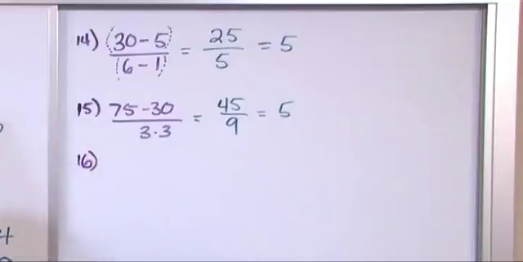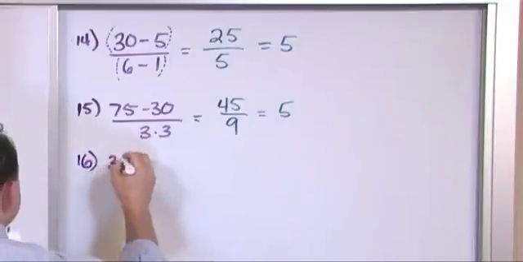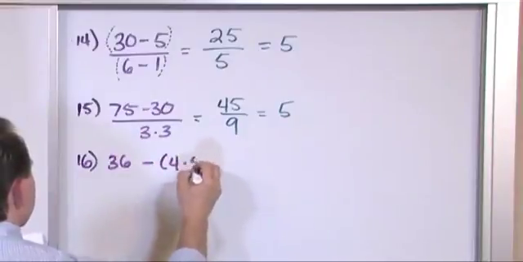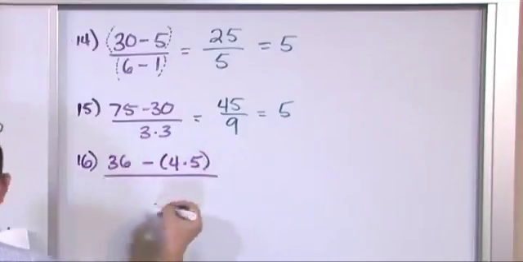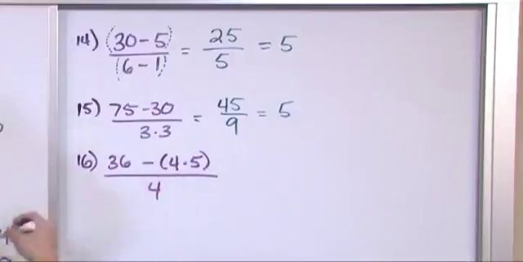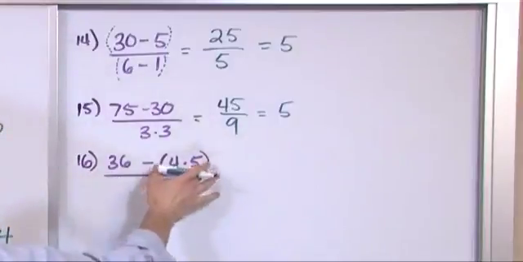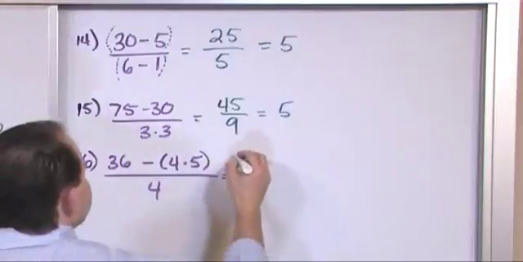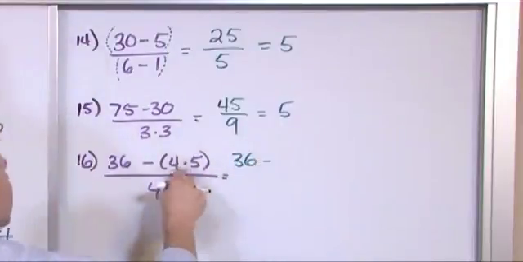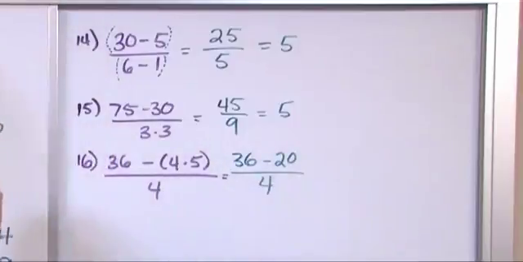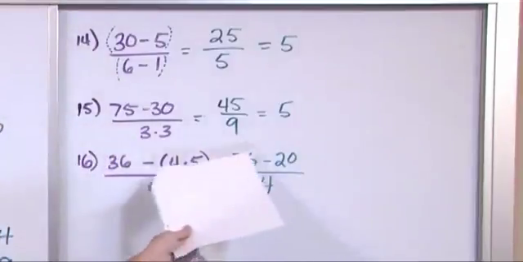16. Let's say you have 36 minus 4 times 5, all divided by 4. Same thing. You do the top separately from the bottom, and then you go from there. So we're going to do the top and work on it, but in the top we have parentheses, so we do this first. So we're going to say 36 minus 4 times 5 is 20, all divided by the bottom, which is 4.